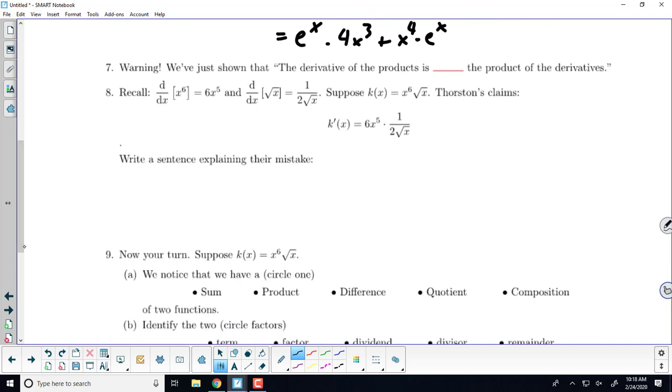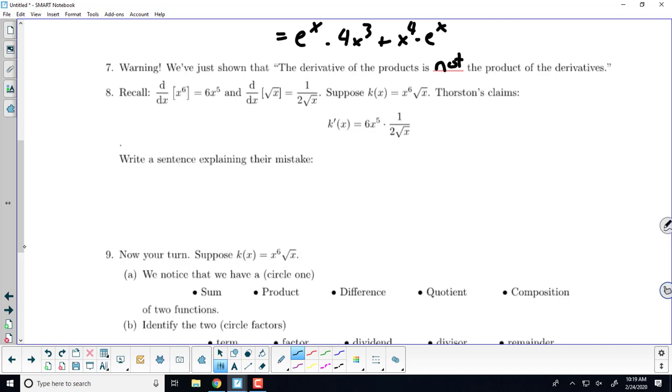All right, folks. Warning. I don't use exclamation marks lightly. All right? So there's one of them. So take heed, because I see this all the time. The derivative of the product is not the product of the derivatives. Okay? So here you get to see Thorsten's error. Okay? And then I'll have you explain the mistake and fill it out. I'd like you to go ahead and do that on your own time.